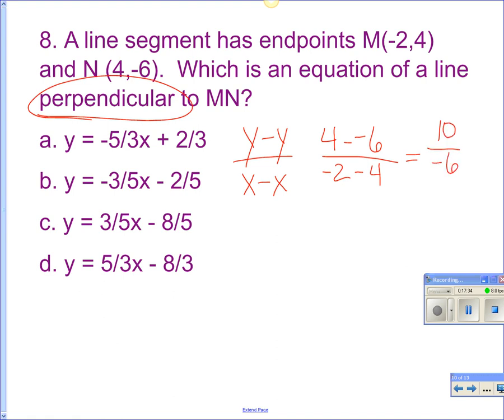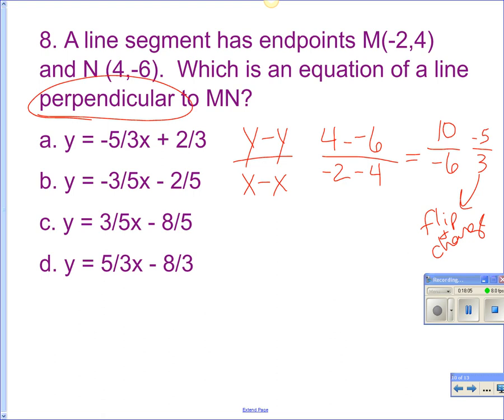Chuck, that's not my final answer. Tell me what my final answer would be. Good. -5/3. All right, Ethan G., do I have to do anything to this? -5/3. What do you have to do? Flip and change it. You've got to flip it and change the sign. You have to flip and change the sign.